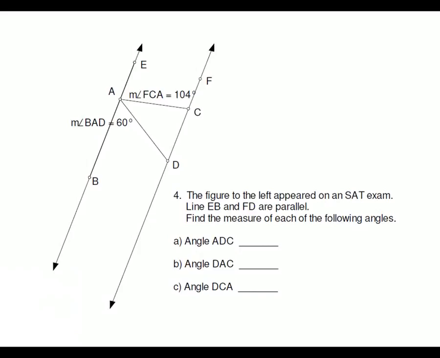They're telling us here the figure to the left appeared on an SAT exam. Lines EB and FD are parallel. Okay, so these two are parallel lines. All right, find the measure of each of the following angles.